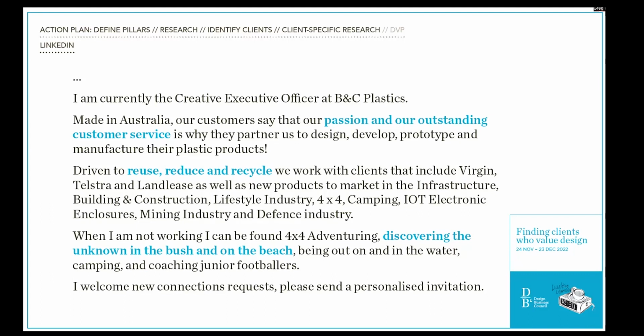Then we get a little bit of an insight into him as a person, which is really good if you're trying to make that relationship connection with him, with a client. You build the relationship before you actually go pitching for work. He likes getting out into the bush and on the beach, and he coaches a junior football team. So this is a really good insight into him. The last sentence is, if you can find people out there in LinkedIn who say this, they're really worth chasing up. I welcome new connections.